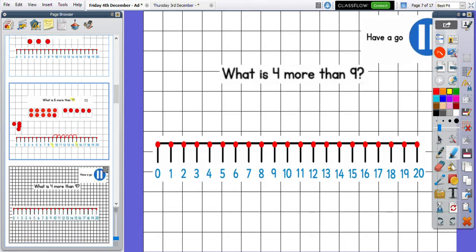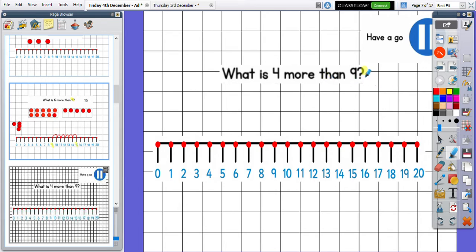Okay. Have a go at this one yourself. So if you pause the video for me, have a go, and then we can come back together and see if you've got the right answer. Okay, I hope you've already all had a go at it. So my question is, what is 4 more than 9? What is 4 more than 9?